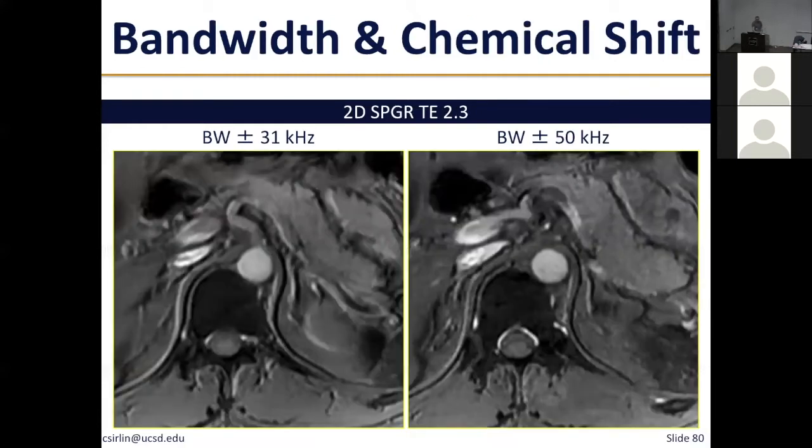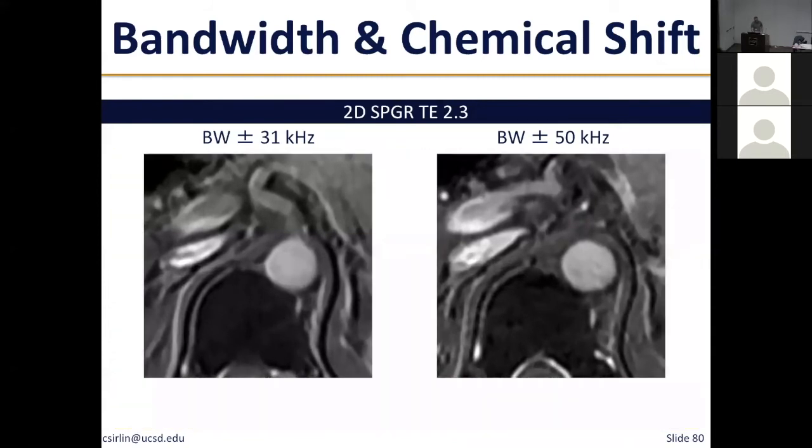What about chemical shift? Chemical shift, again, is the spatial mismapping of the water image relative to the fat image, which creates an artifact of a bright band and a dark band, which can be a little bit distracting. Here we have an image with a bandwidth of 31, and here we have an image with a bandwidth of 50. Let's magnify these images. I hope you can appreciate that there is a thicker black line here, a thicker white line here than here. So the chemical shift is less when you increase the bandwidth, and more when you decrease the bandwidth.